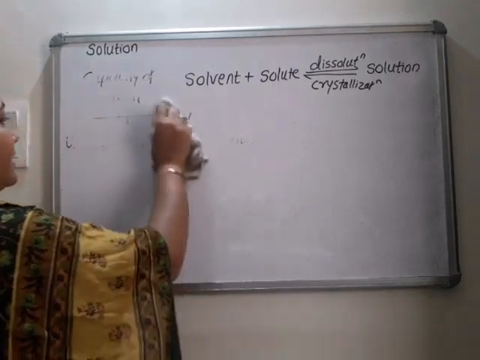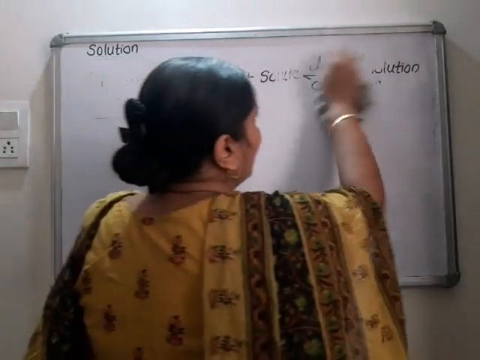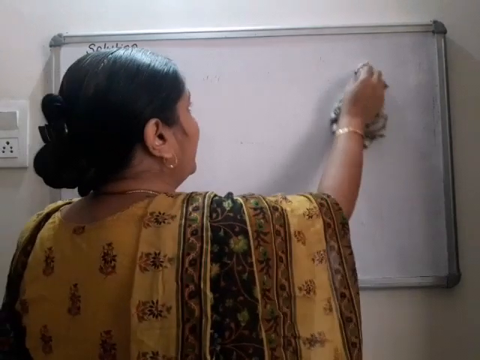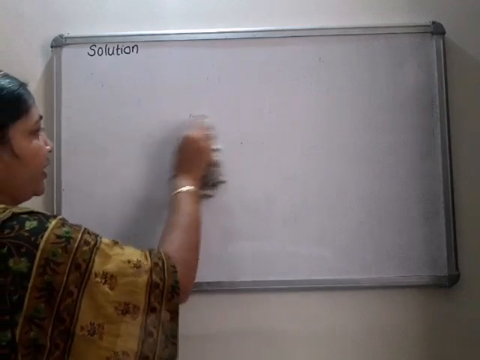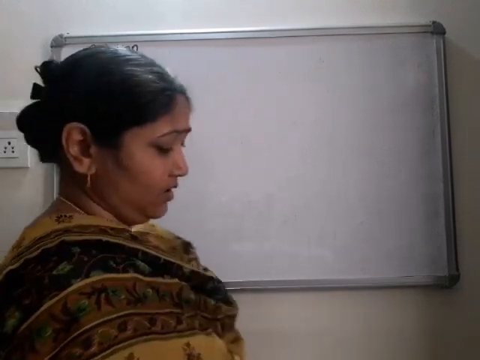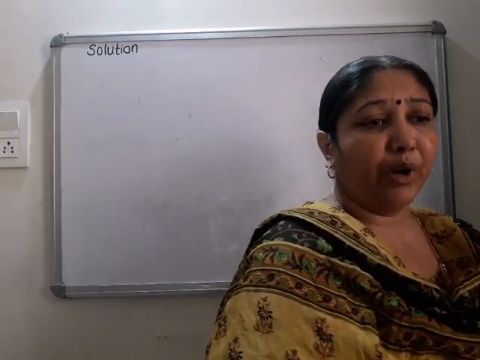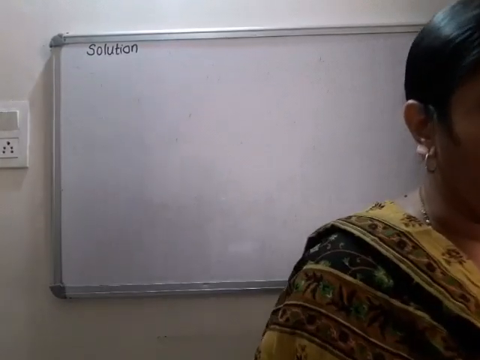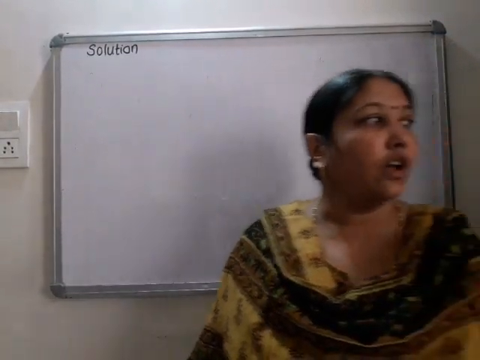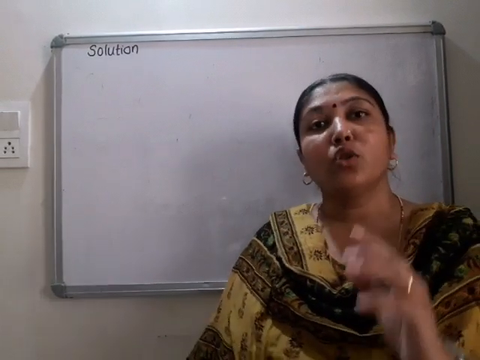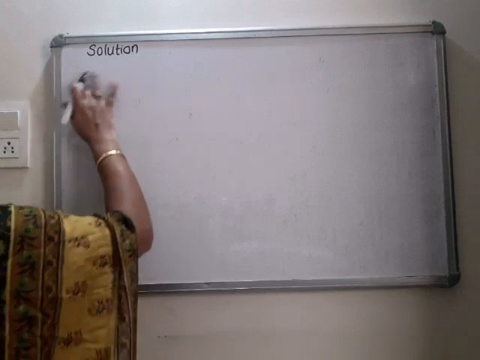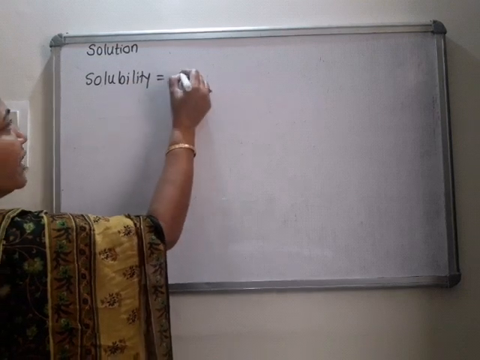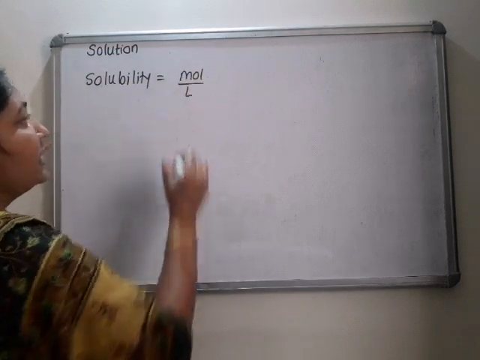Now next point is the solubility of the substance. Solubility means what? Ability to dissolve. Or how much amount of the substance is dissolved in a particular volume of the solvent, in a particular volume of a solution, is called the solubility of that substance. Now listen to me carefully, very important. Solubility is measured in mole per liter.